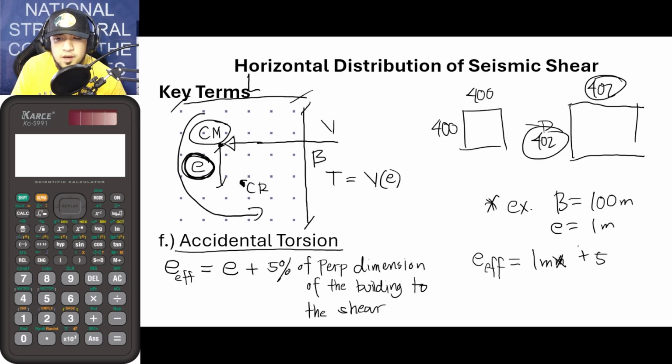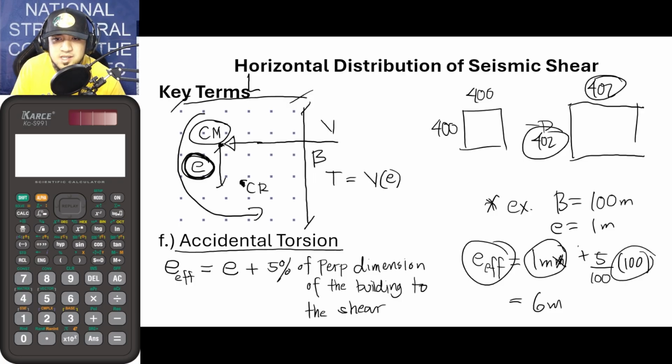5% of 100, which is a very big building, by the way. So from that, guys, we will now be making use of 6 meters of eccentricity. By the way, I'm not sure if this is really realistic, but this is just an example.